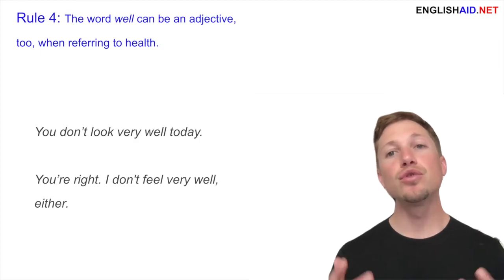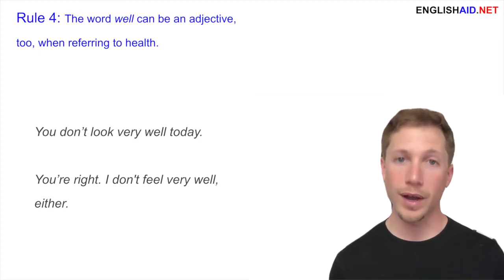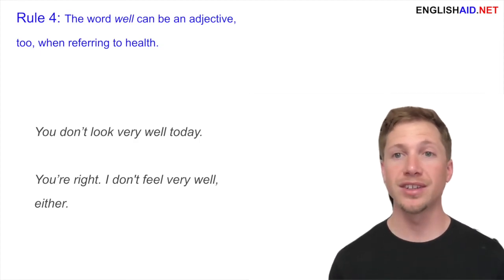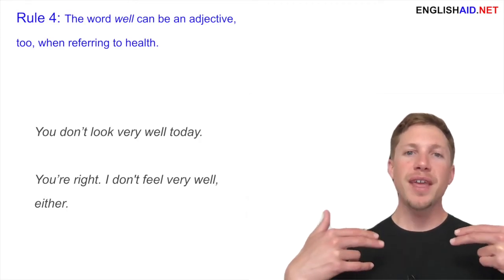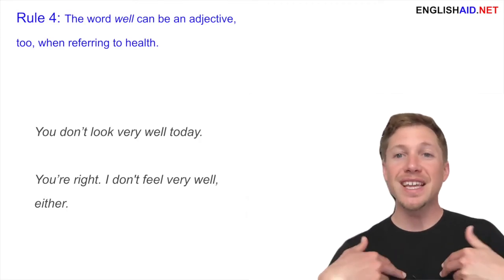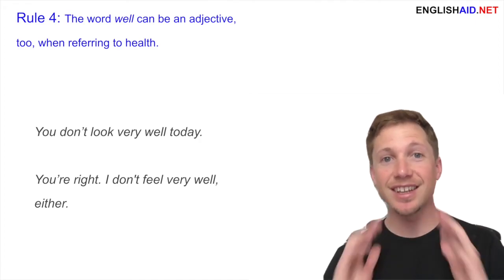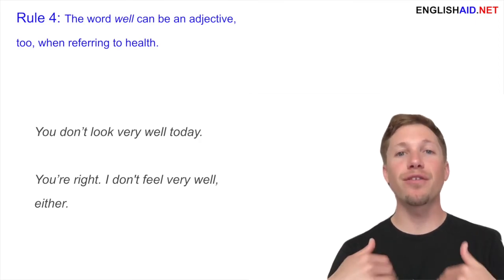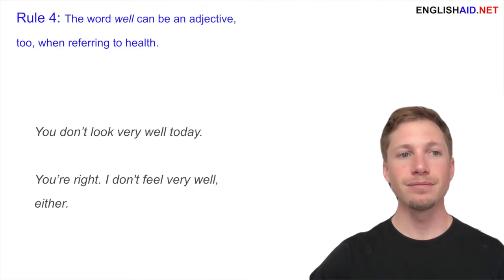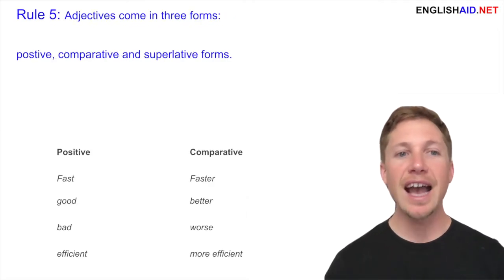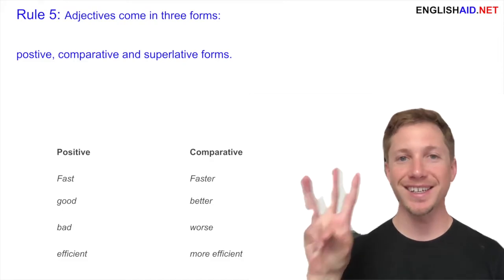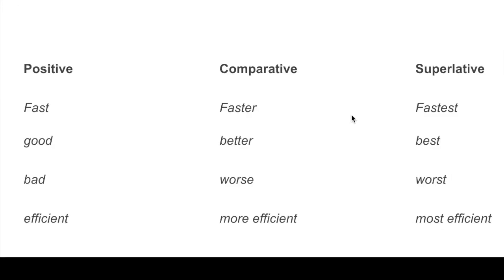Whereas if you use well, like you don't look well today, or you do look well today, we're talking about they probably feel well from the inside because maybe they're having a smile or their skin looks nice, but it's coming from within. Now, rule number 5, adjectives come in 3 different forms. We have positive, comparative, and superlative.